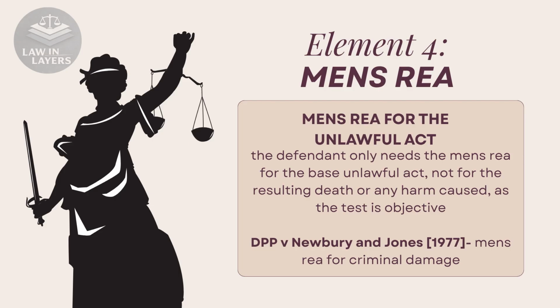The defendants were convicted of manslaughter and unsuccessfully appealed on the ground that they had not foreseen that their actions might cause harm to another person. Their convictions were upheld because they possessed the mens rea for the underlying offence of criminal damage. This case confirms that the defendant only needs the mens rea for the base unlawful act, not for the resulting death or any harm caused, as the test is objective.